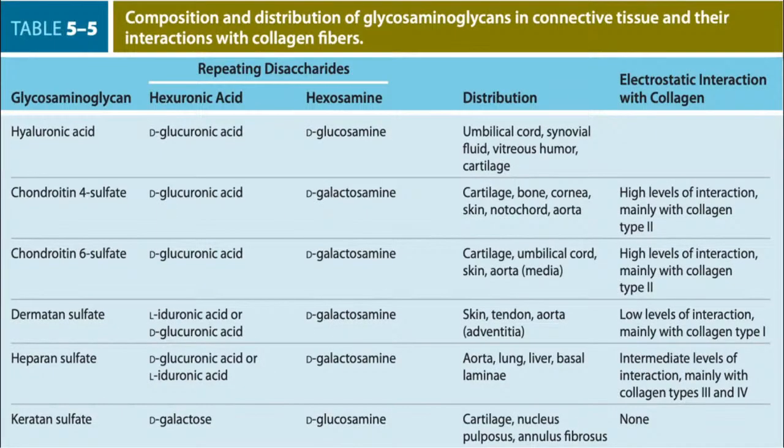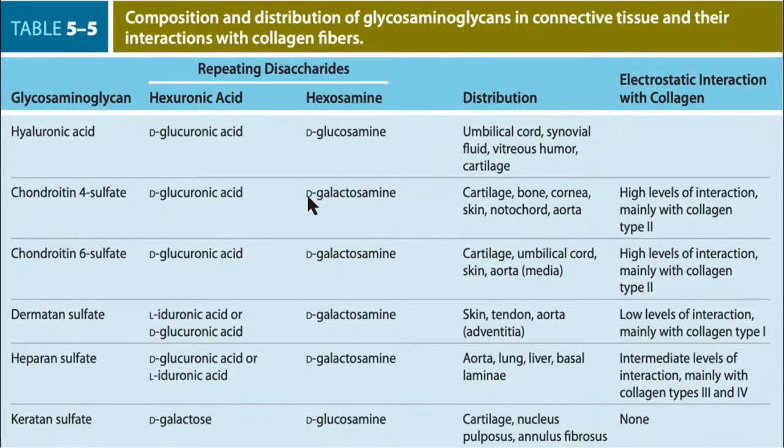The next table shows us the composition and distribution of glycosaminoglycans in connective tissue and their interactions with collagen fibers. Hyaluronic acid and glucosamine join in the umbilical cord, synovial fluid, vitreous humor, and cartilage. Of course, this is very important for these organs.